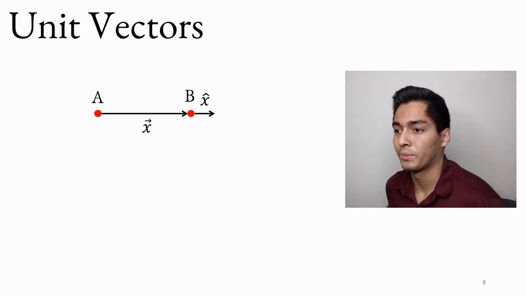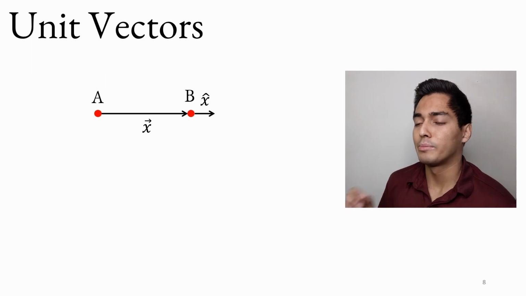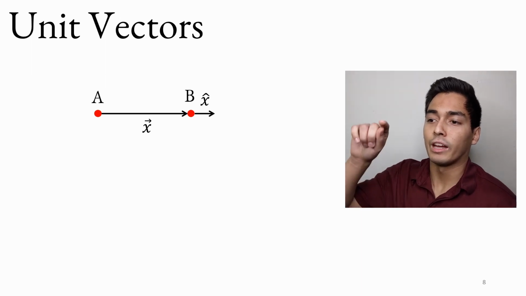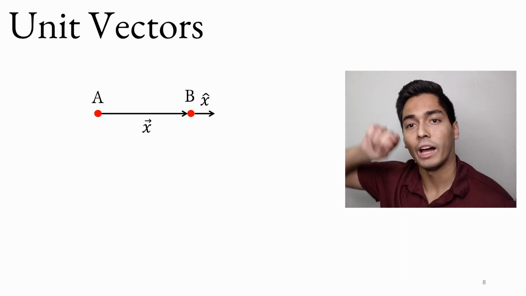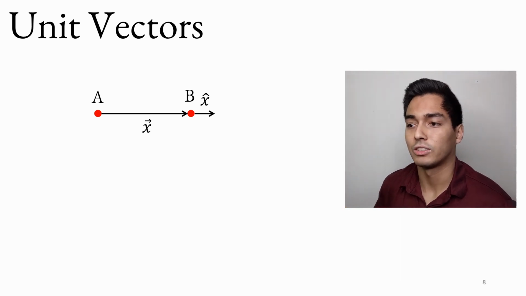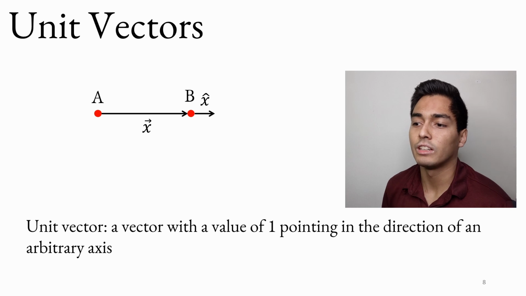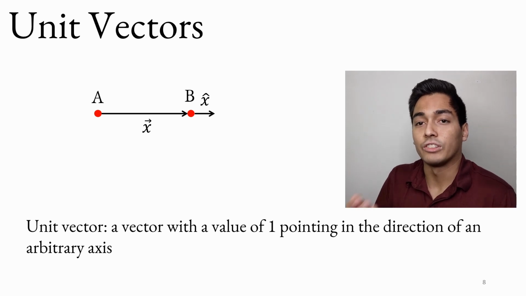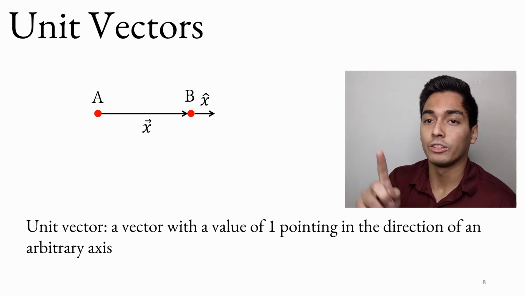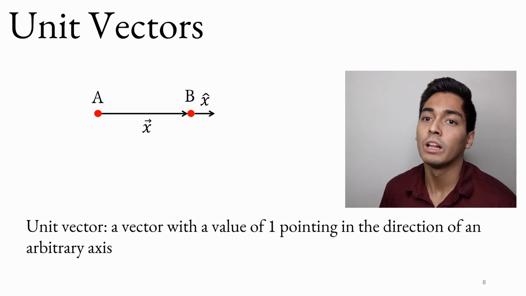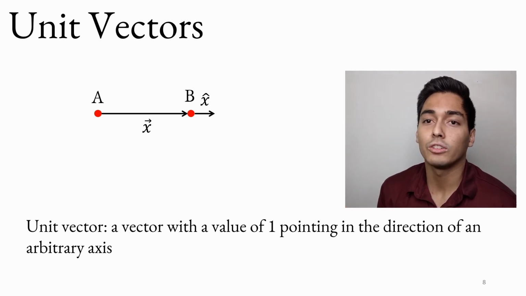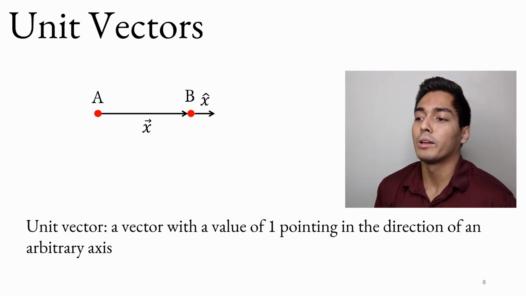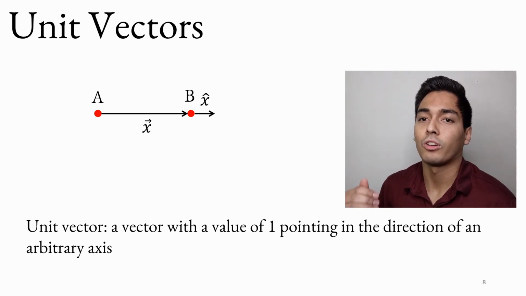what is a unit vector. So if we point from A to B, we have that first little vector. So that little vector with that little arrow, that little hat on top, that's called a unit vector. All right. So a unit vector is a vector. It's an arrow with the value of 1. So unit, think like unit circle. What's the radius of a unit circle? 1. What's the size of a unit vector? 1. It has the value of 1 pointing in the direction of an arbitrary axis.